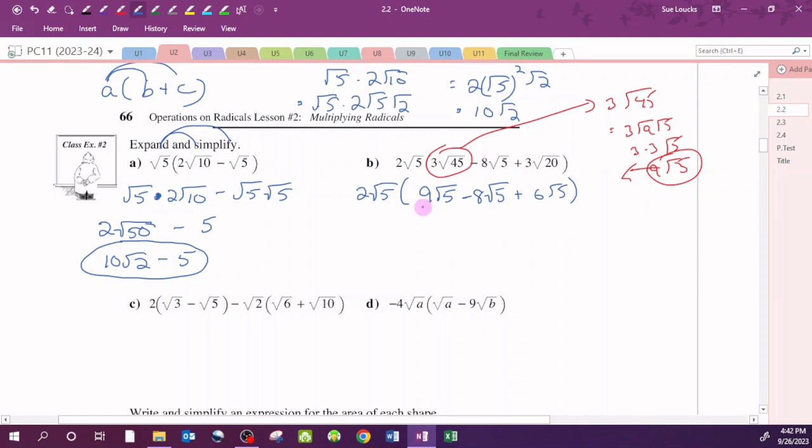And so this was a good strategy this time because I can actually add all of these pieces that are inside here now. So this becomes 2 root 5 times 9 root 5 minus 8 root 5 is 1 root 5 plus 6. This is 7 root 5. And then when I multiply this, I get 2 times 7 is 14, and root 5 times root 5 is 5. So my answer is 70. All right.